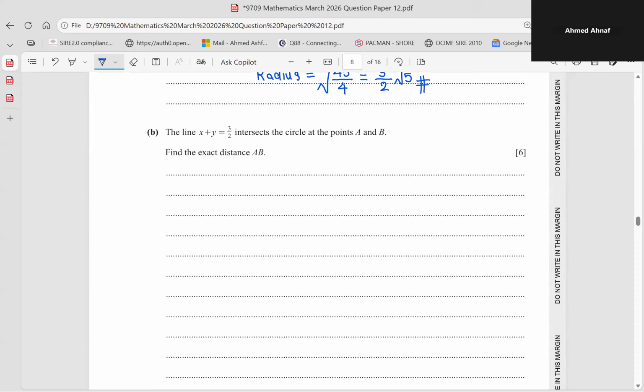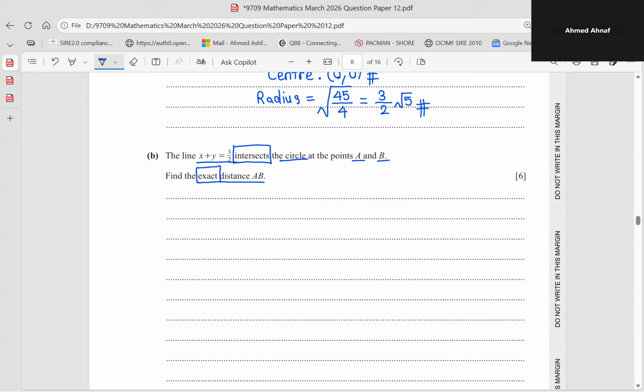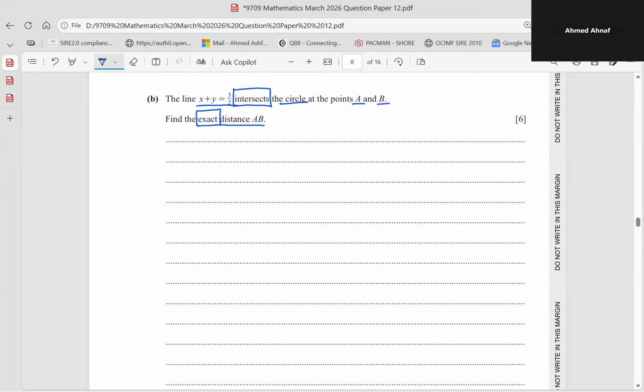Okay, so for this part, we are told that the line x plus y equals 3 over 2 intersects the circle at points A and B. So this line intersects the circle at 2 different points, and we are told to find the exact distance AB. The keyword here is exact. So no rounding it off to 3 significant figures or whatever. You have to leave it in the same form as the radius in the previous part.